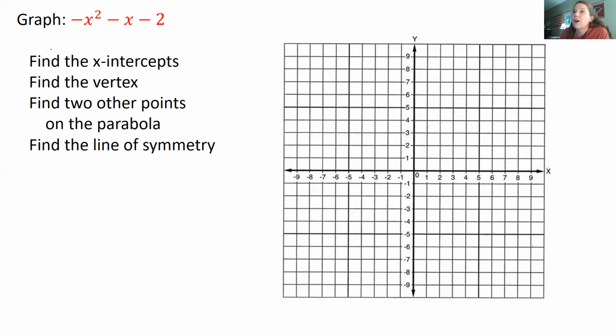All right, here we are going to find the x-intercept. So we're going to set this equation equal to 0. In order to do that, let me rewrite it right here. And then when we factor it, we always want our leading coefficient to be positive. So I'm going to factor out a negative 1.